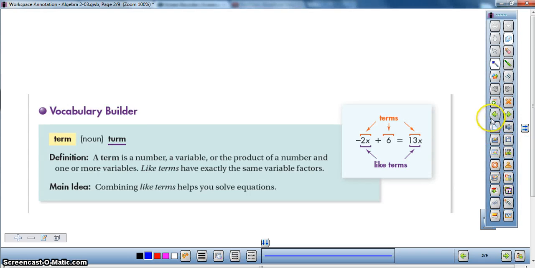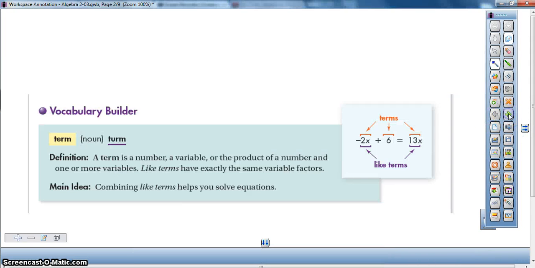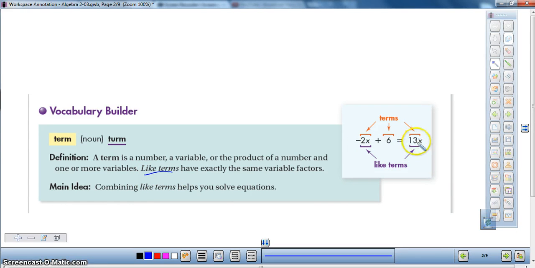We are going to be, as the lesson says, solving two-step, multi-step equations. So yesterday you did two-step. One of the things we have to look at is our like terms. Remembering like terms from before, these two would be our like terms. All three of these are terms.